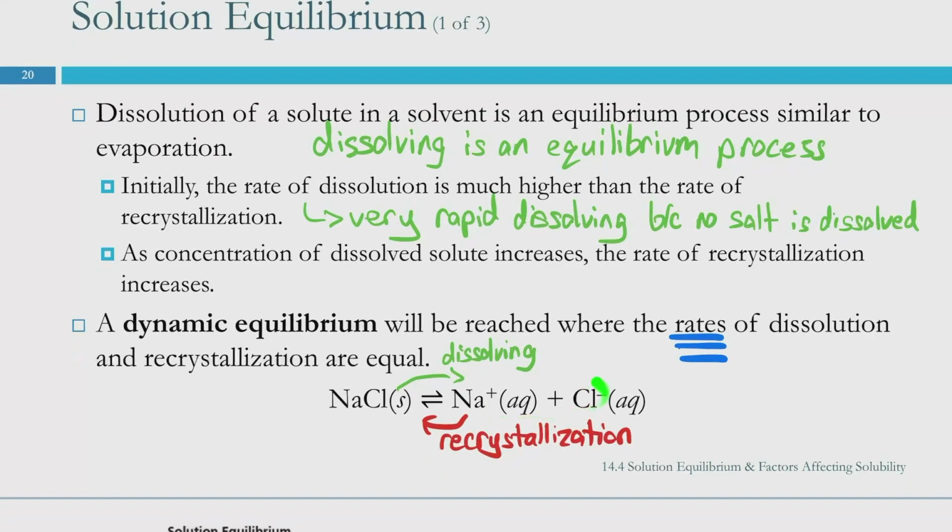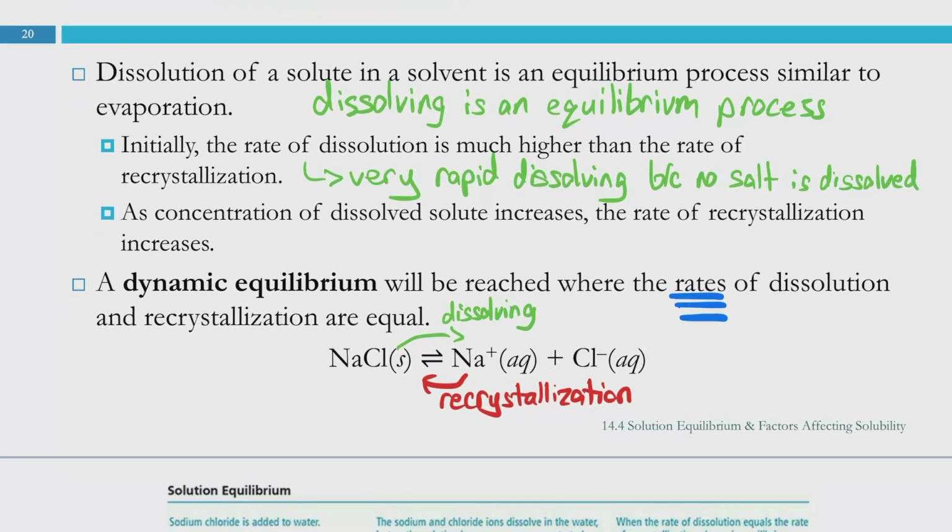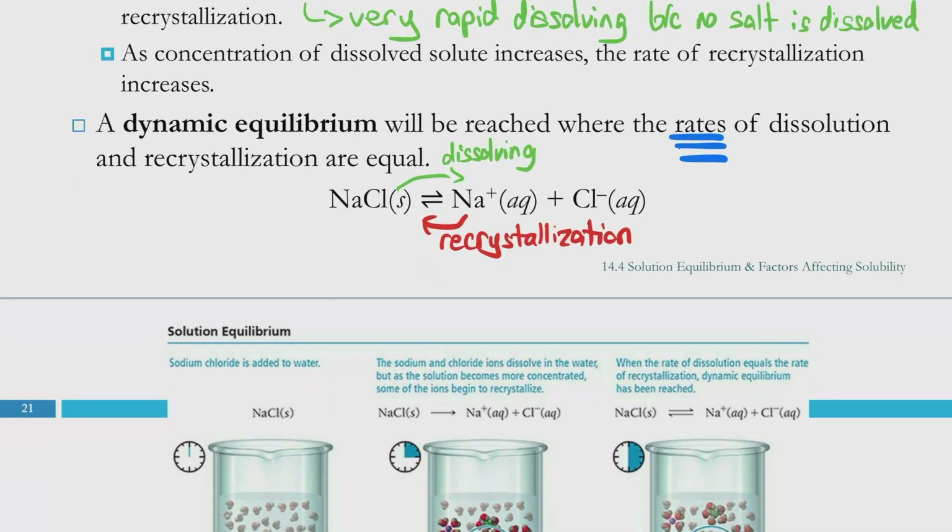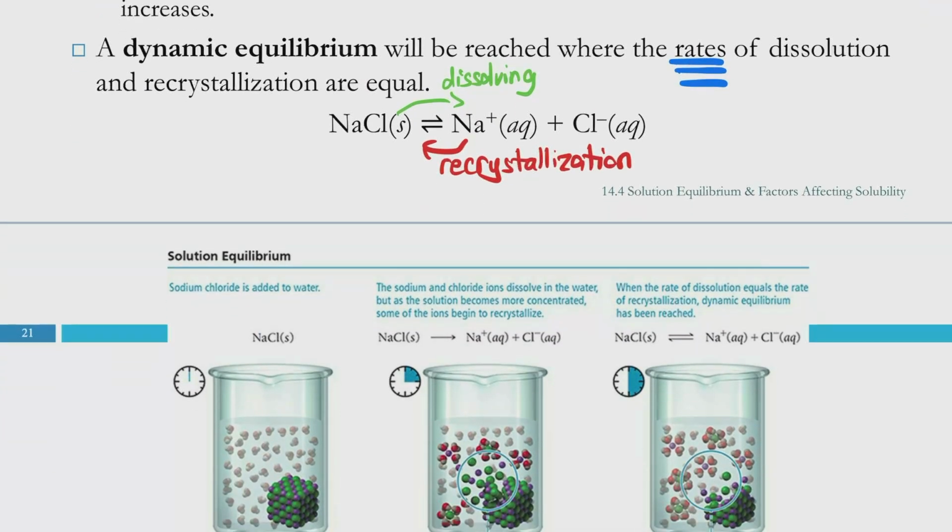But initially, when there's no sodium or chloride, there's a very fast rate of dissolving. If suddenly we had an excess of sodium and chloride ions compared to what we're supposed to have for dynamic equilibrium, that would cause rapid recrystallization. And there are instances where that does occur.